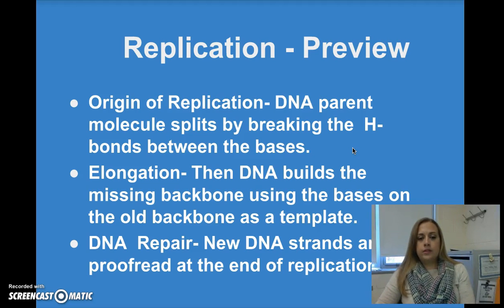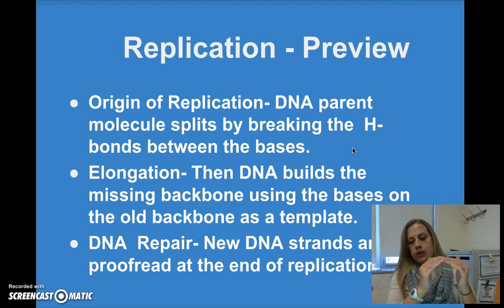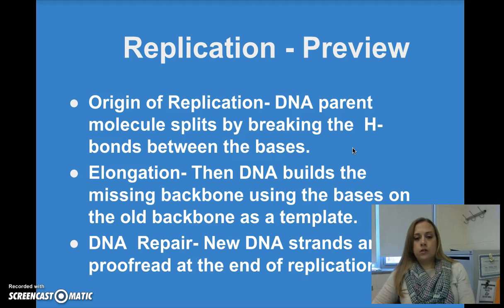Once that has happened, then DNA is going to build the missing backbone using the bases on the old backbone as a template. So what that means is you're going to have enzymes coming in, and they're going to be looking at the old template. And so if this is an adenine on the old template, then the enzyme is going to bring in a thymine to pair with it. And the same would work if you have a guanine, then the enzymes would bring in a cytosine to pair with it. So during elongation, enzymes are going to use that old DNA backbone as a template to create the new side of the DNA molecule.